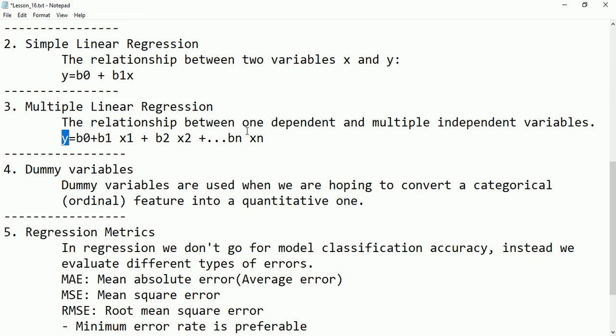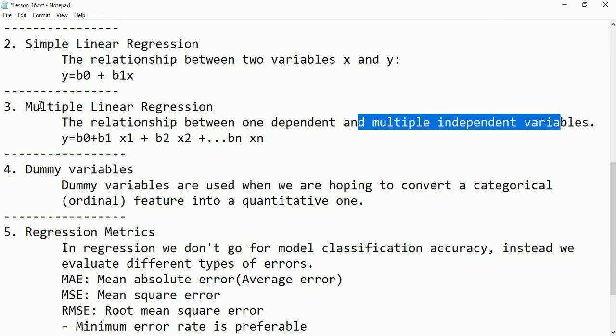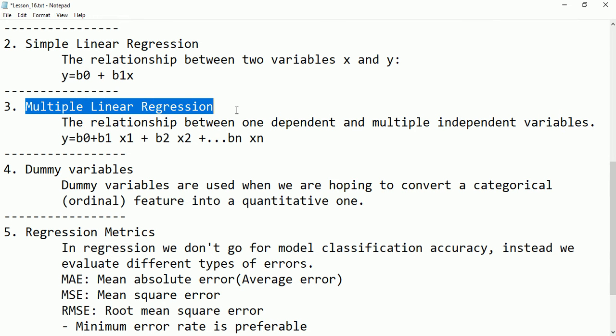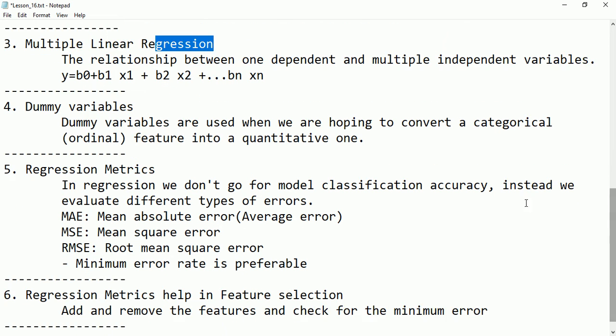So it means the relationship between one dependent variable, which is y here, and multiple independent variables is nothing but multiple linear regression. Here also the output will be in the form of a continuous response. You have to remember, here also we have a continuous response. That is why it's called a regression, linear regression model, and you have to understand that. The next thing you have to know, friends, is dummy variables.